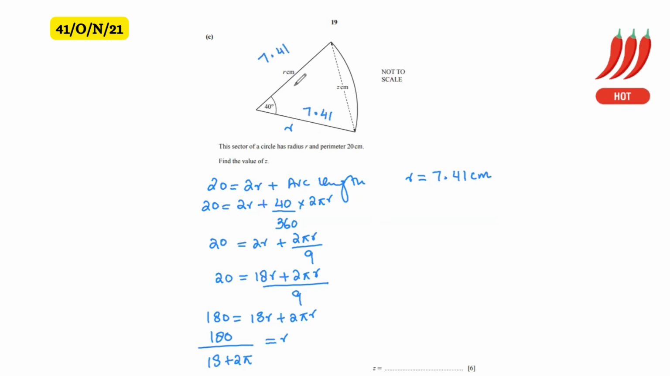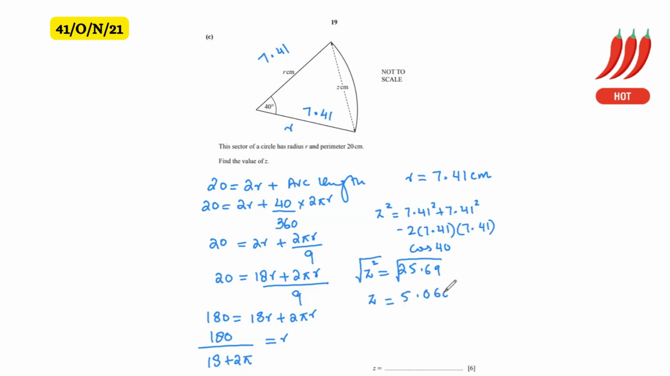If you notice, we have two lengths and the angle between them. I have to find the third length, which means we use the cosine rule. So z squared equals 7.41 squared plus 7.41 squared minus twice of 7.41 being multiplied and then times cos of 40. That's going to give us 25.69. Square root both sides. So z is going to be 5.068 centimeters. That is your answer.